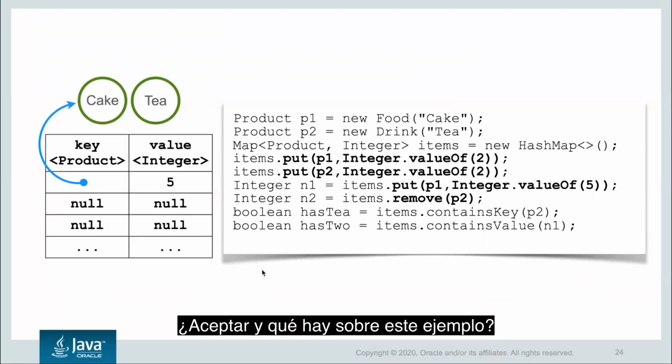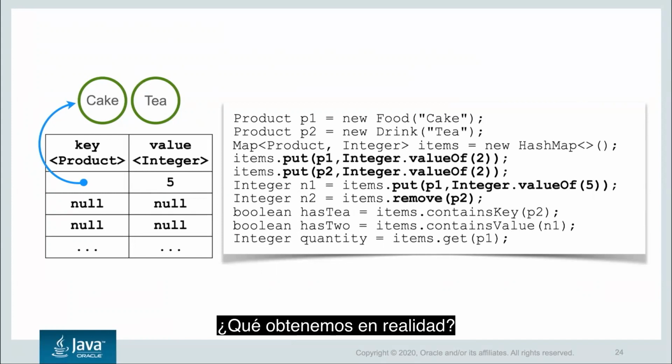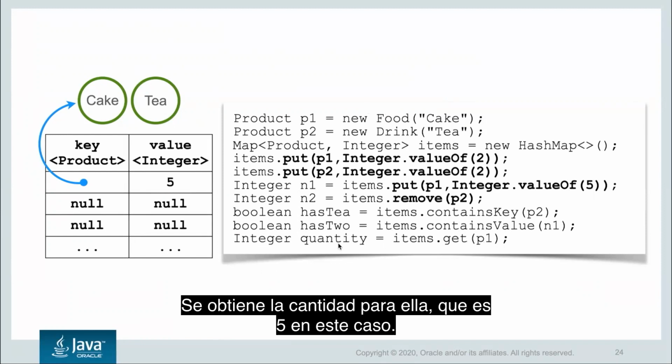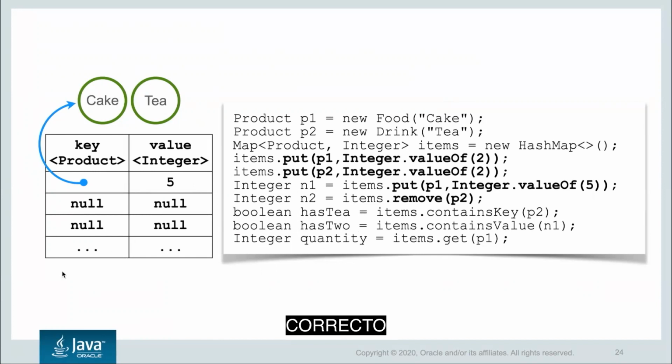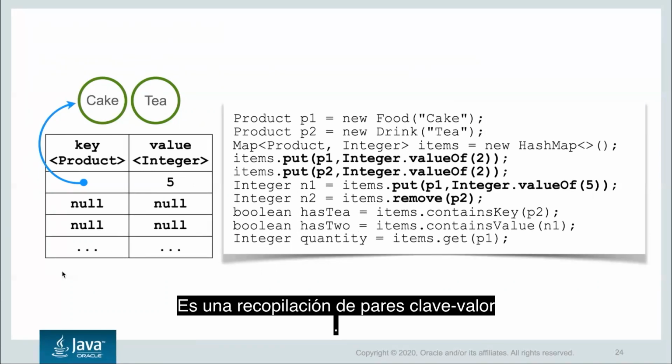Okay, and what about this example? What if we try to get something? What do we actually get? If you say get me P1, which is a cake, you're not actually getting cake. No. You're getting the quantity, which is 5 in this case. Okay? That's how the hash map is used. Let's keep that there.